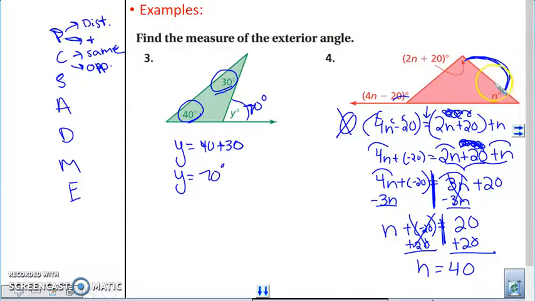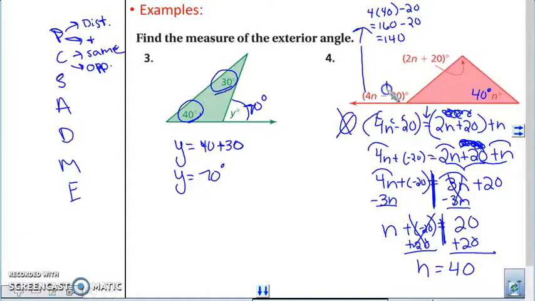So now we have to plug 40 in because that's only this one. The interior angle right here is 40 degrees. Let's plug it in and solve for the angles. Okay, right here we're going to have 4 times 40 minus 20. 4 times 40 is 160 minus 20, 140. So this outside angle right here is 140. This interior angle better be 100 because these two added together need to equal that one.